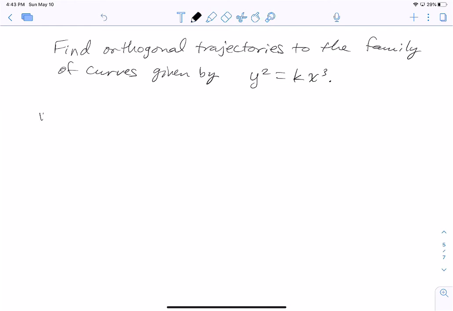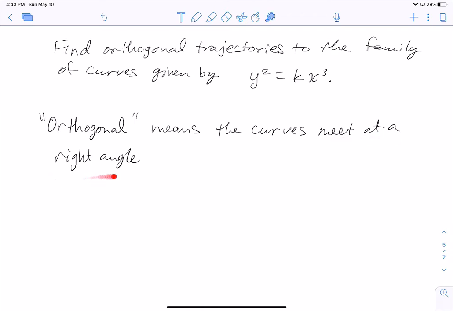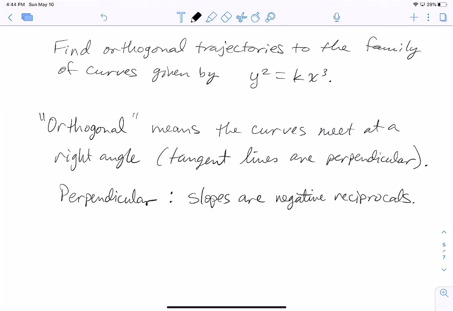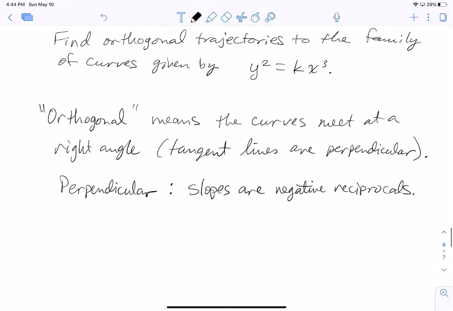It would be useful to remind ourselves that orthogonal means that the curves meet at a right angle, and more accurately, their tangent lines are perpendicular at the points where the curves meet. Perpendicular means that we're looking for slopes that are negative reciprocals. So we're going to start by finding an expression that will give us the slope for y squared equals kx cubed.